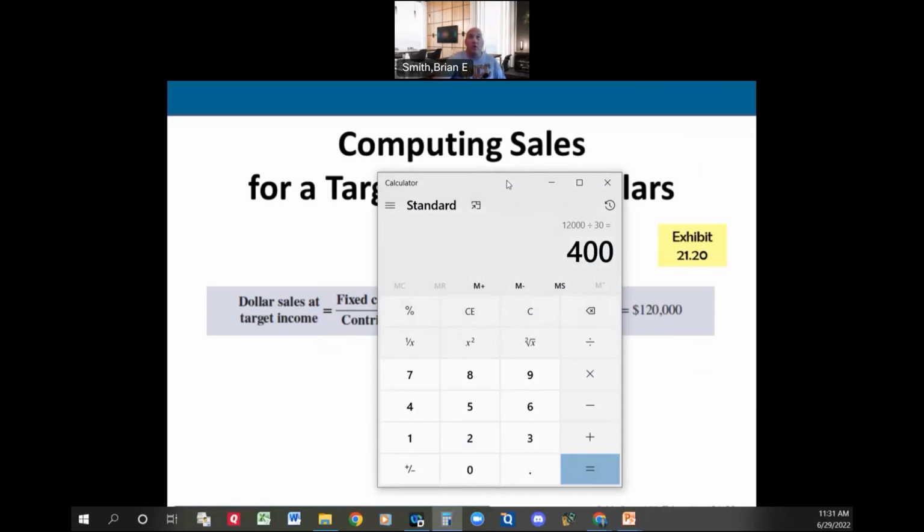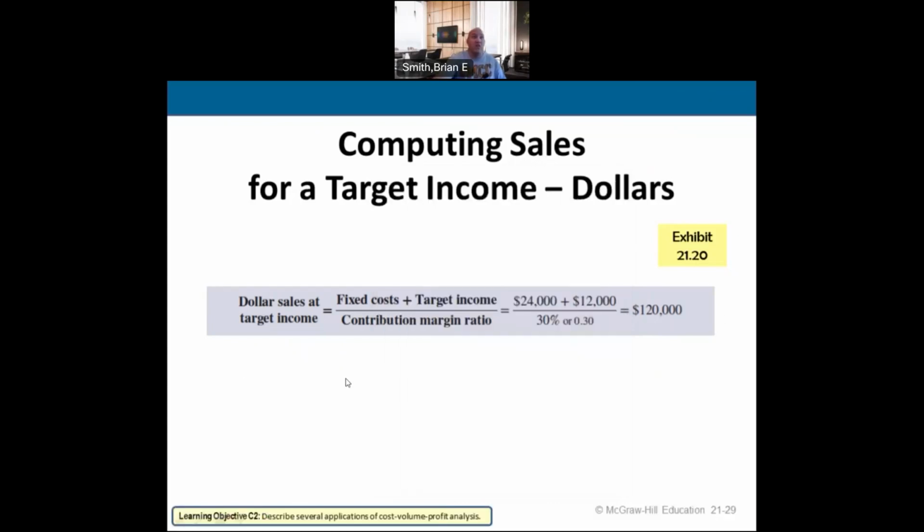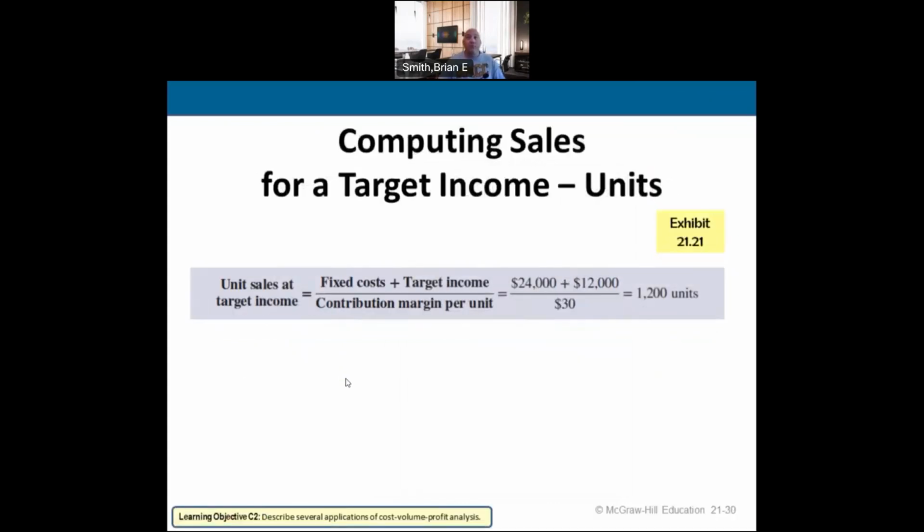Excuse me, I'm sorry. We need to make 1,200 units in order to achieve this dollar income. Let's see if that is the case. Oh, good. Algebra works, guys. That's what I just used. 1,200 units is what we need to make in order to achieve our target income.